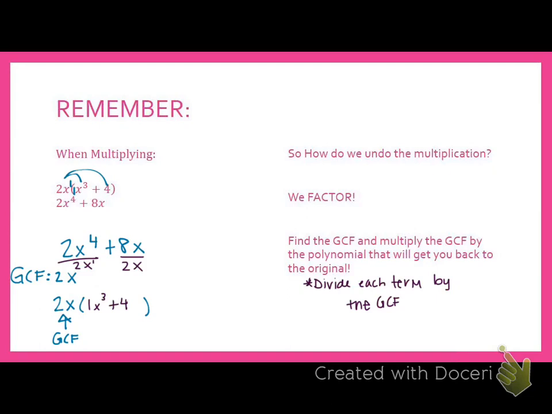You didn't divide them. Yeah, I did. I showed it on the board up there. I did 2x to the 4th divided by 2x and 8x divided by 2x. Do you see that? Like the blue and purple together? And that gives you what you're multiplying by.